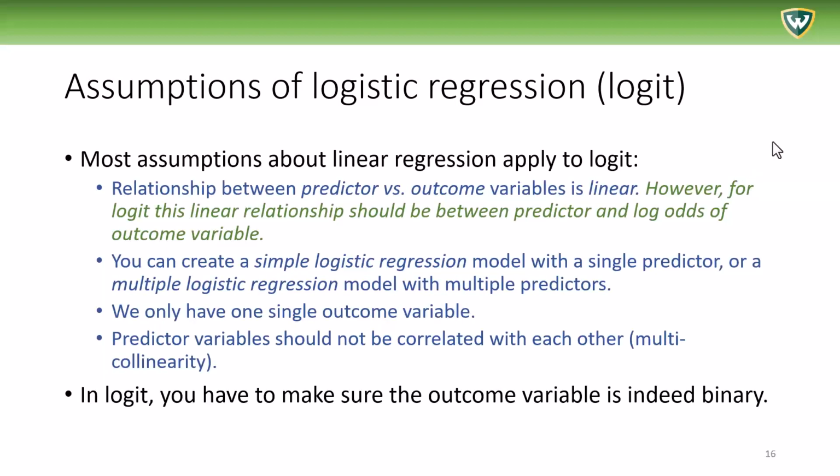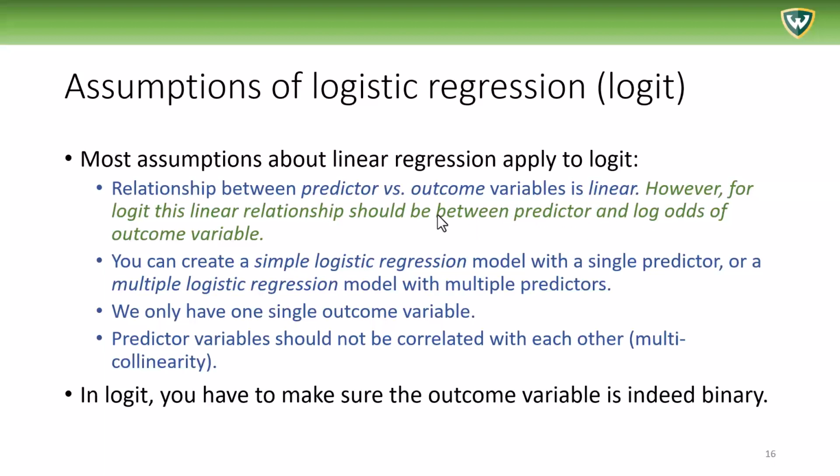Let's remember also some assumptions of logistic regression, most of which are the same for linear regression, and they apply to it. So one is that the relationship between the predictor and the outcome variable is linear. So if you don't have that linear relationship, which you can see by just graphing the relationship, you should not employ logistic regression. But note that the linear relationship should be between the predictor variable and the log odds of the outcome variable.